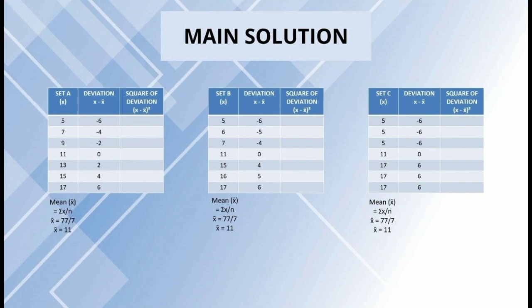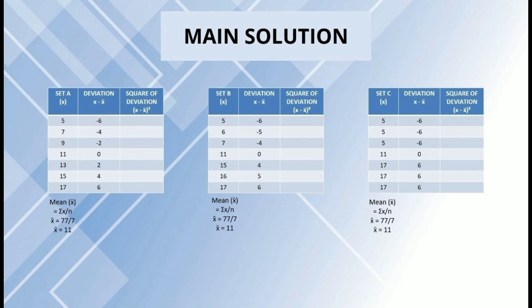In set B, same procedure as in set A. We have 5 subtracted by 11, we get negative 6. Next is 6 subtracted by its mean, which is 11, we get negative 5. And same process for the next data. So we get negative 4, 0, 4, 5, and 6. In set C, same thing as in set A and B. So we get negative 6, negative 6, negative 6, 0, 6, 6, and 6.